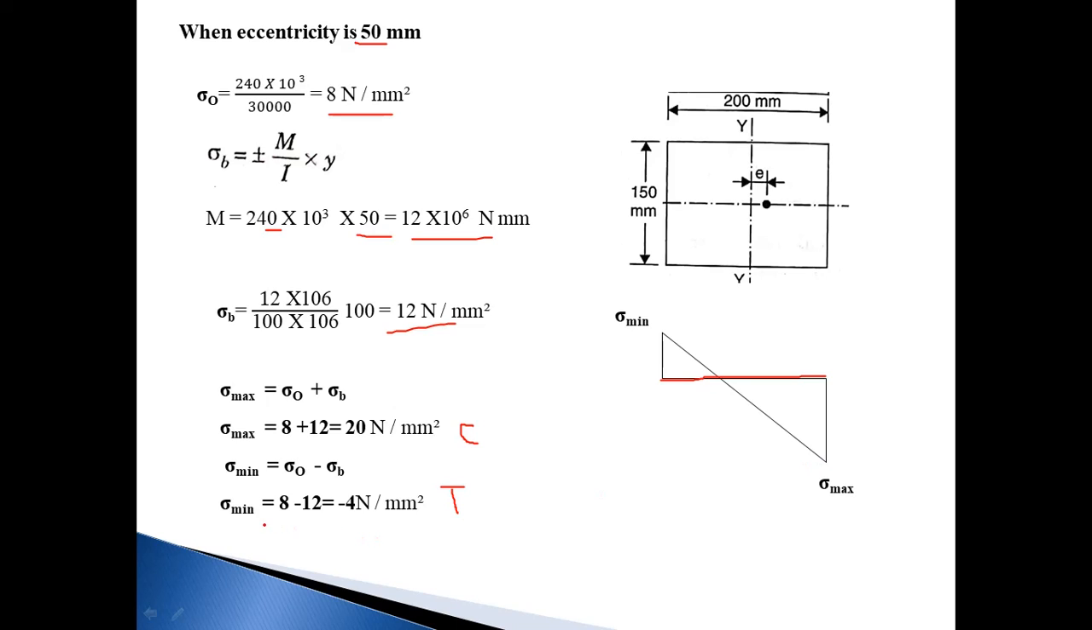Next, sigma minimum is minus 4. Minus means tensile here. Tensile means you should plot above the baseline, that is the sigma minimum, and join this by using an inclined straight line. So this is the stress distribution diagram for this particular problem. So this is the compressive stress, this is the tensile stress, and this stress distribution diagram is partially tension and partially compression. Means this part is under compressive stress, this part is under tensile stress. So this is partially compression, partially tension.